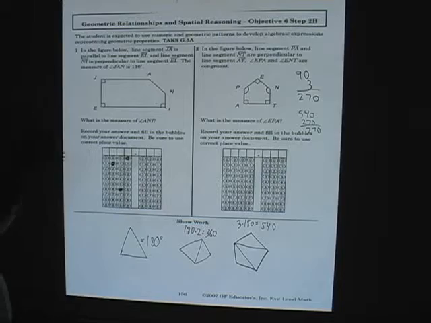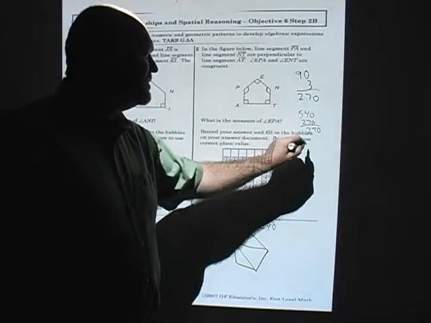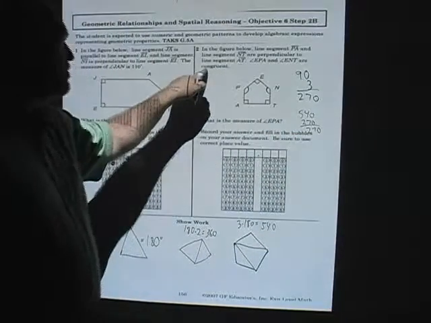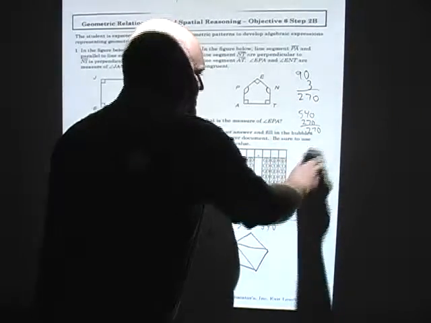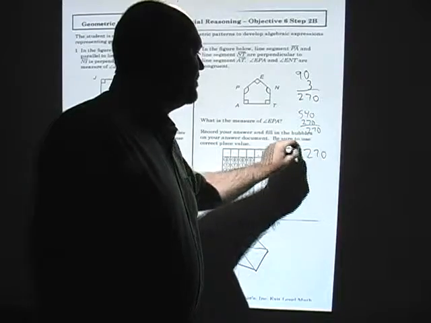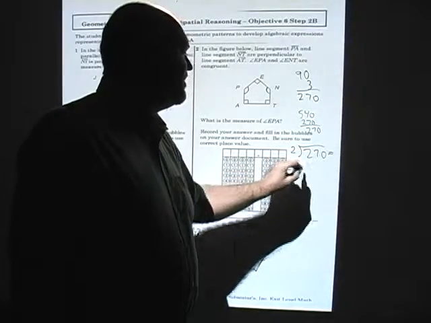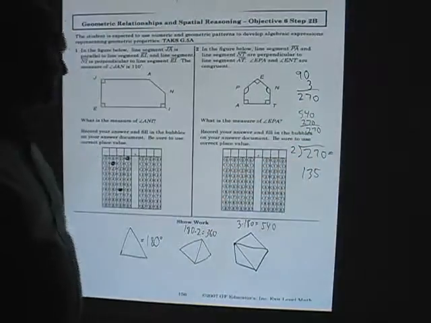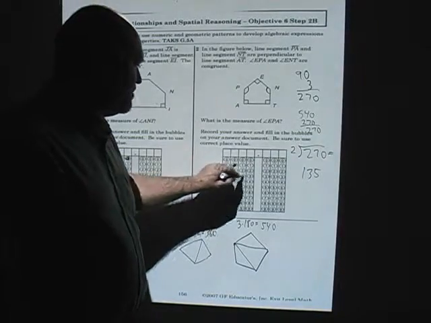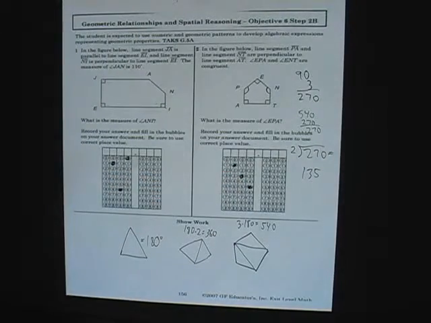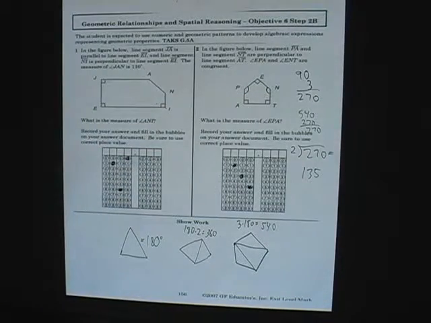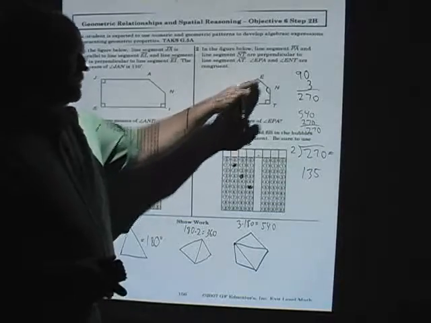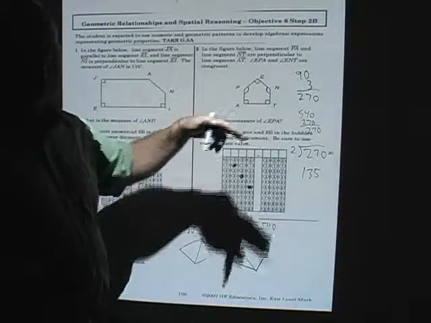And since these two angles are congruent, I can just divide 270 by 2, and I get 135. So I'll bubble in 135. Each of these angles is 135. And then all 5 angles would add up to 540.